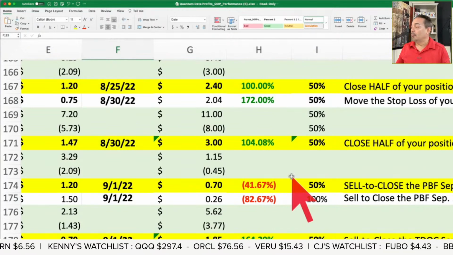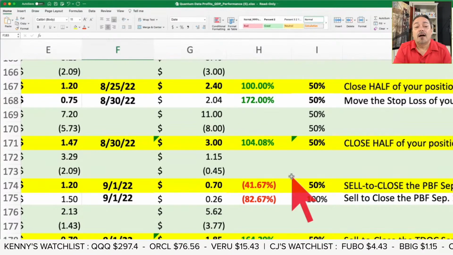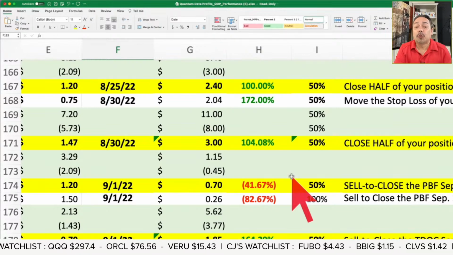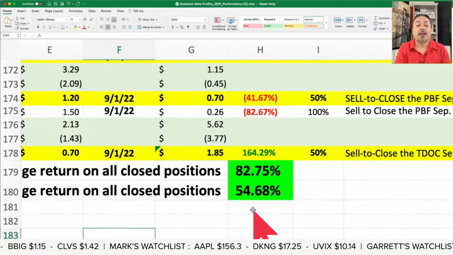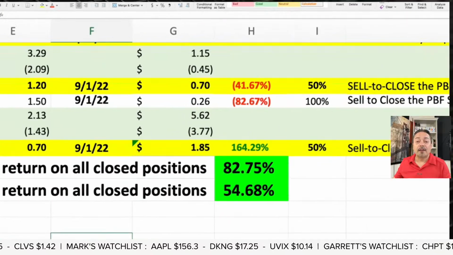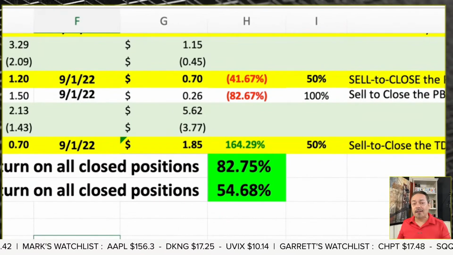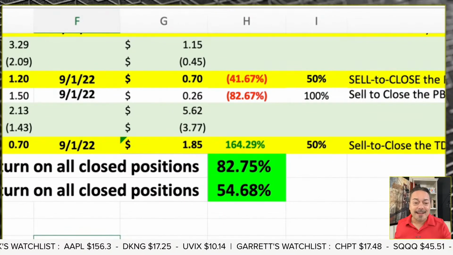So, based on the closed position sheet you see here, we are 17-3. That's 13 winners in a row mixed in there in the last month to 6 weeks. Average returns during this time frame, 82% with the winners and losers combined. And then year to date, we're at 54.68%. That is unbelievable. And this is all while these markets continue to dip.